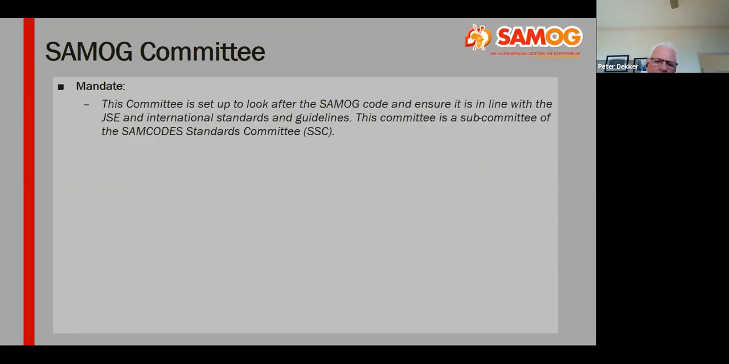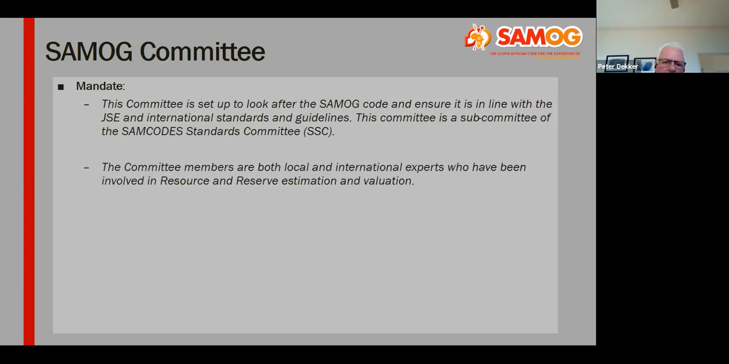So the SAMOG Committee is set up to look after the SAMOG Code and ensure it is in line with the JSE and international standards and guidelines. This committee is a subcommittee of the SAMCODES Standard Committee. The international guidelines is really the PRMS, as I tried to explain to you. The committee members are both local and international experts who have been involved in resource and reserve estimation and valuation. As you can hear, I live locally here, but I am coming from the Netherlands originally. We've got a member working for Sasol but living in the UK, and another member working for Sasol but living in Maputo. So it is local and international specialists.